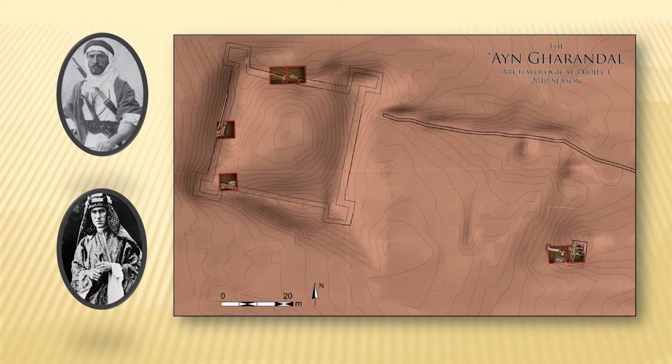Now, we are not the first Westerners to visit this site. In fact, we are preceded by 2 very important people. In 1902, the Czech explorer Alois Musil came to Ayn Gharandal as part of an ethnographic survey of Arabia. Following hard on his heels, Lawrence of Arabia, who you might have heard of, came in 1912. Neither of them had anything especially positive to say about the site.